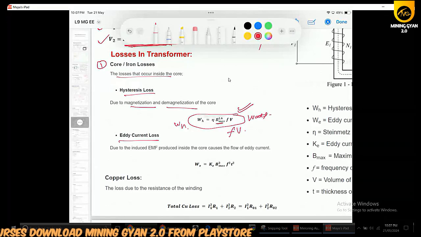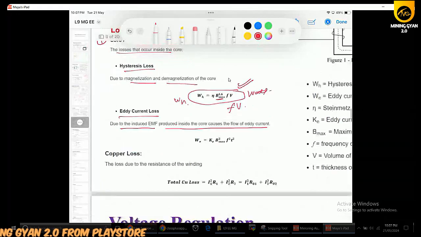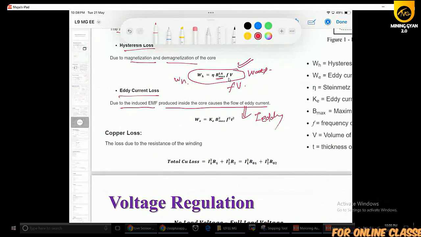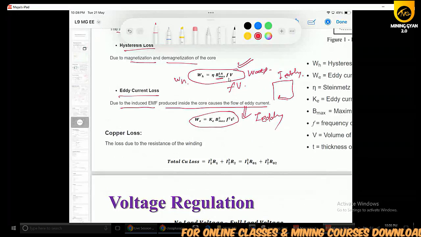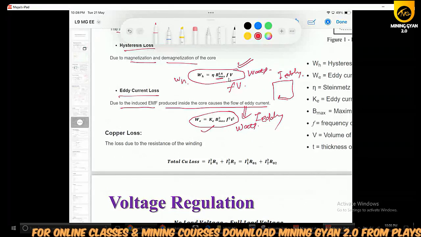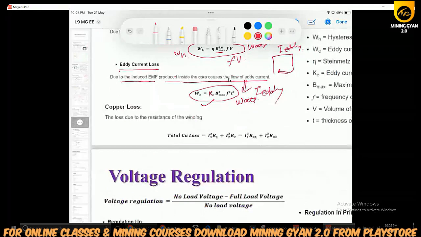Then the eddy current loss: the induced EMF produced inside the core causes the flow of eddy current, because the core is not an ideal magnetic material. So obviously there will be core losses due to the flow of eddy current. I eddy will flow through the core itself, like this, and because of that the eddy current loss will happen, and the unit will be watt only. This is the formula, and here eta and Ke are the parameters.